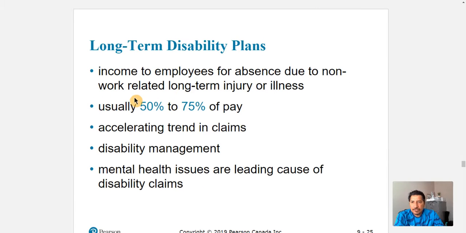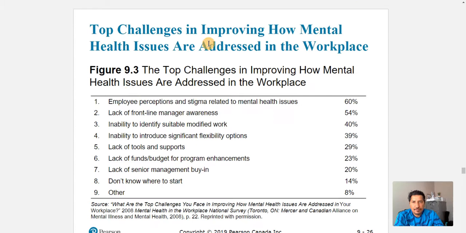Long-term disability plans provide income to employees for absence due to non-work related long-term injury, usually 50% to 65% of pay. There is an accelerating trend in claims, and mental health issues are the leading cause of disability claims. Top challenges in improving how mental health issues are addressed in the workplace: employee perception and stigma related to mental health issues, 60%. These are the challenges, and being an HR, you need to have a strategy to overcome them.